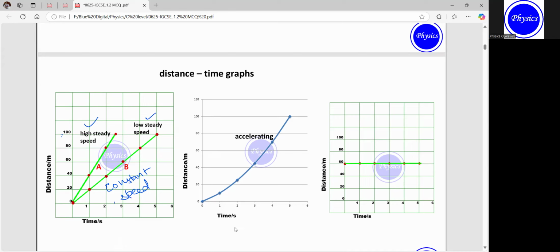When you see a curved line in a distance time graph, it is accelerating. The object is accelerating. If you see a horizontal line like this, it is for D and T, it is stopped. Here also it is stopped, or here. That means the object is staying after traveling 60 meter, it is staying at that distance for 5 seconds, something like that. Okay, so that's what the curve shows.